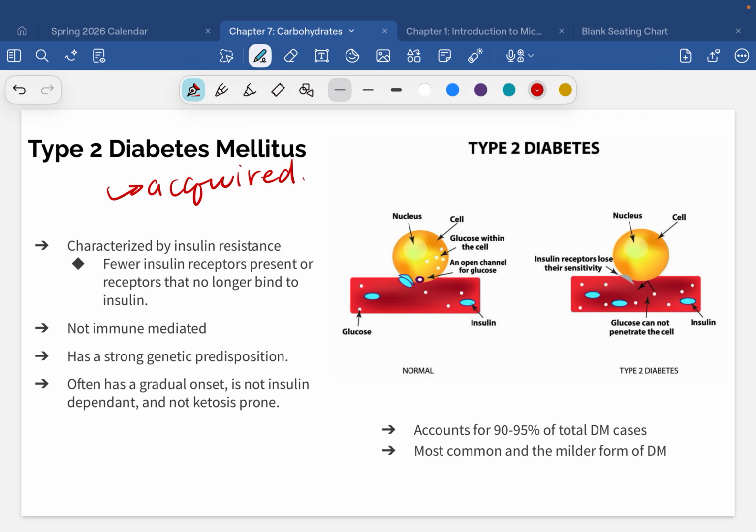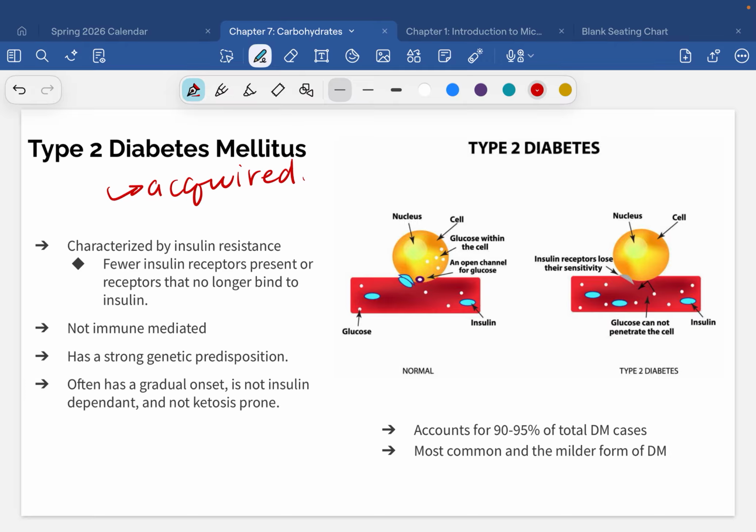And it is not insulin dependent because your body still produces insulin. So if you injected insulin, it wouldn't matter. Your cells are still resistant to it. Okay, your body has insulin. It just doesn't respond to it.